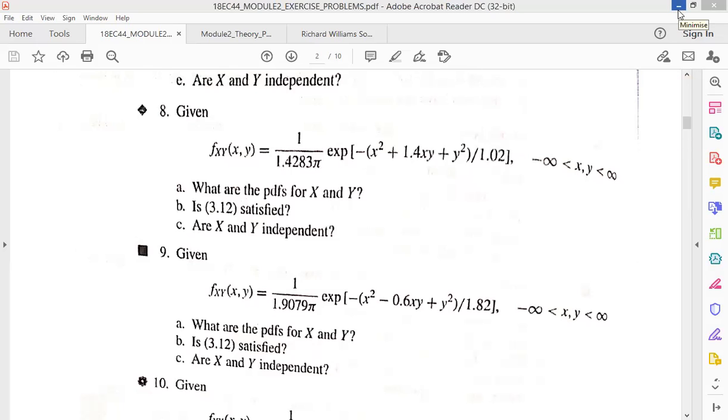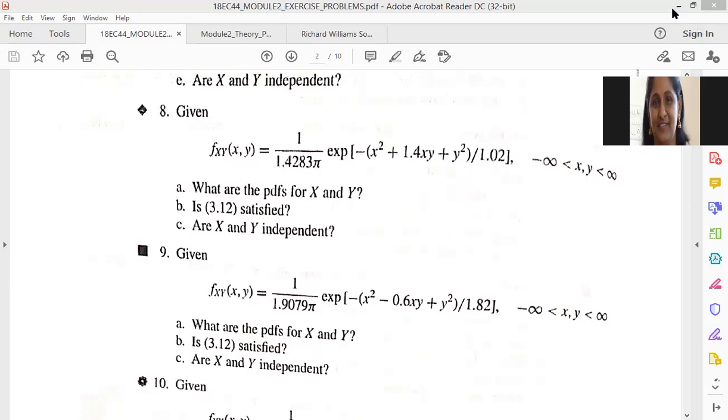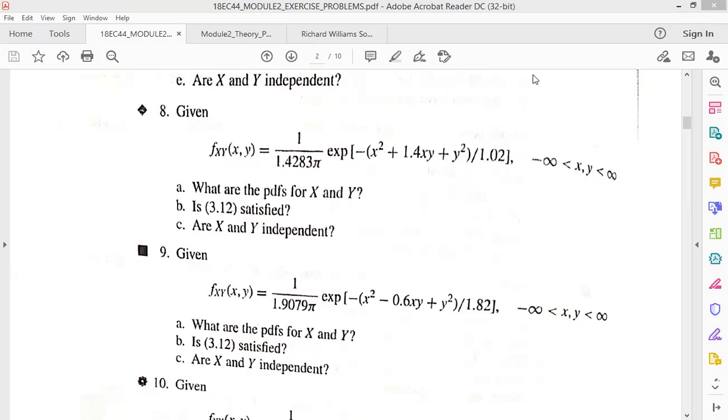And also in the third part we need to verify whether the random variables x and y are independent or not. So we are going to solve this problem step by step.